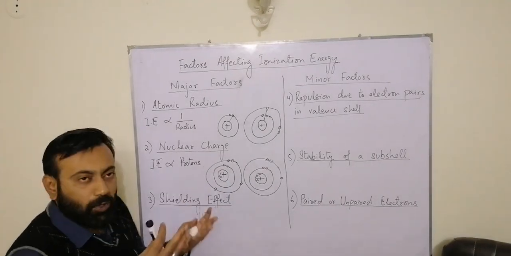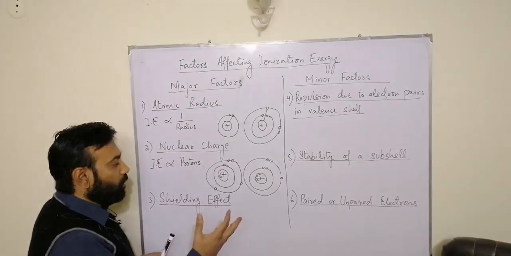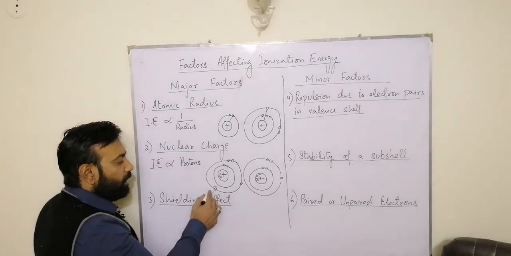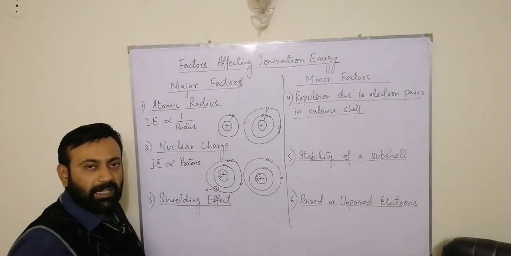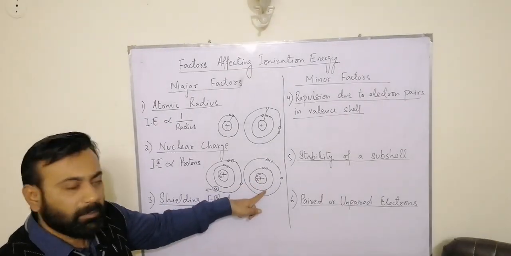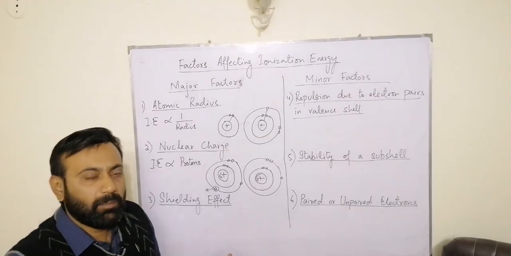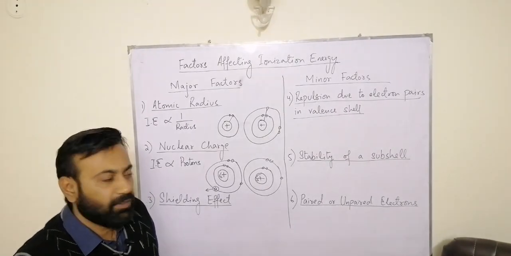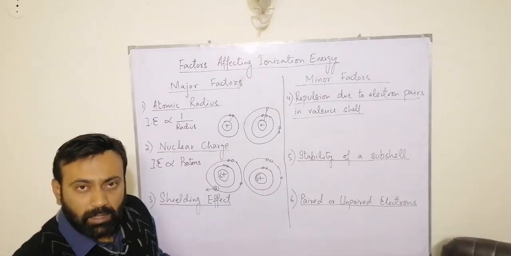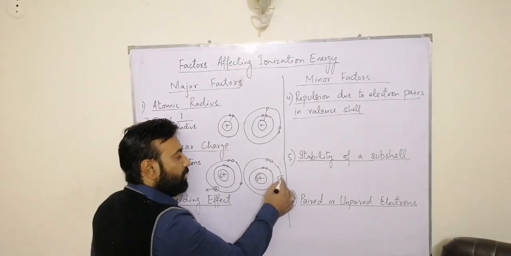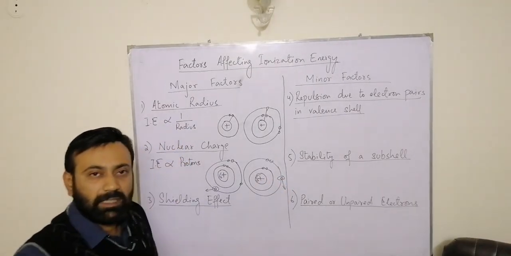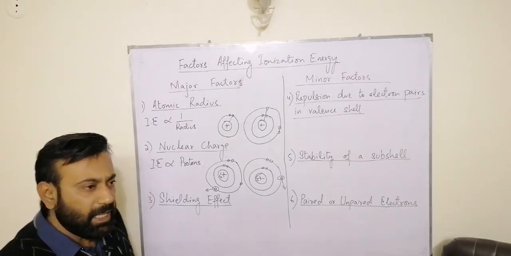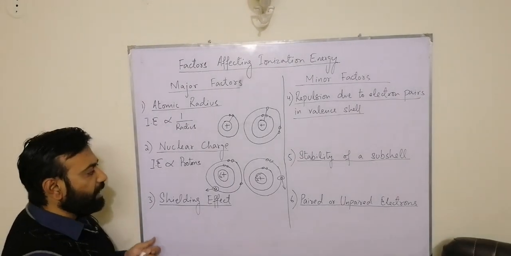So due to that stronger attraction, there will be a greater amount of energy required to remove an electron from the outermost shell of this atom. While this atom has one less proton, so there will be a relatively weaker force of attraction. So a smaller amount of energy will be required to remove the electron from the outermost shell of this atom. Now let us move on to the shielding effect.